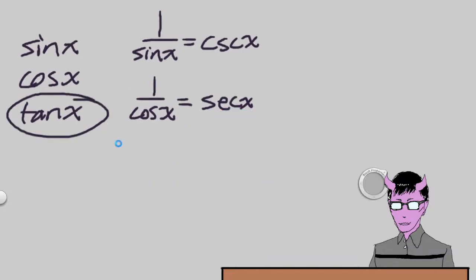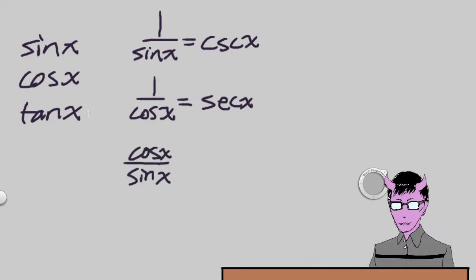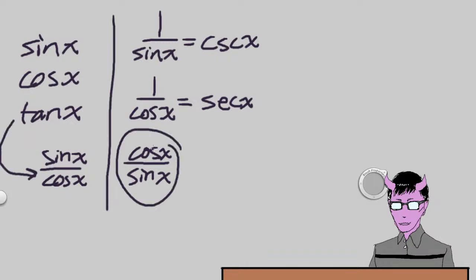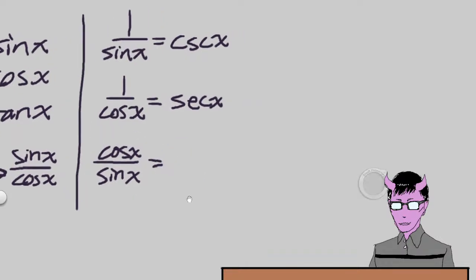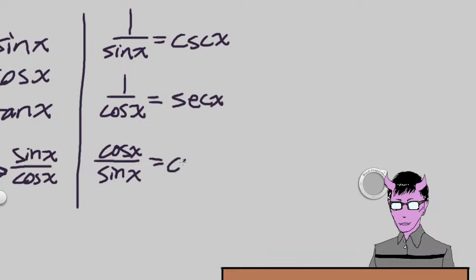And if we take the reciprocal of that one, it's going to be cosine x over sine x. Because remember, tangent of x is just the ratio between sine of x to cosine of x. So this is this one. But if we take the reciprocal, that actually takes us to cotangent. And this is the one that's useful for memorization.